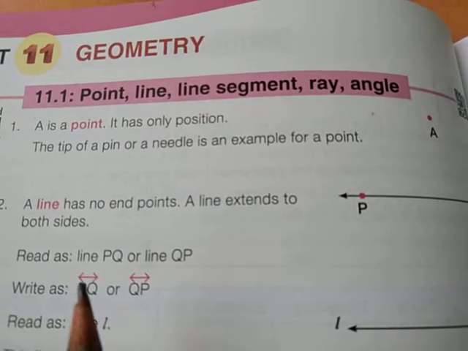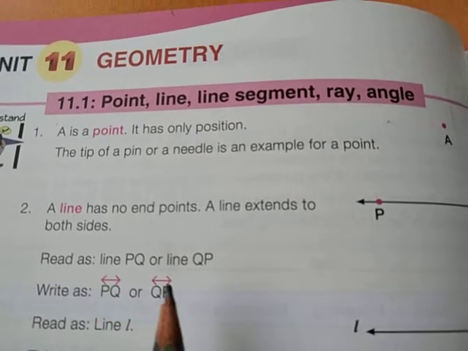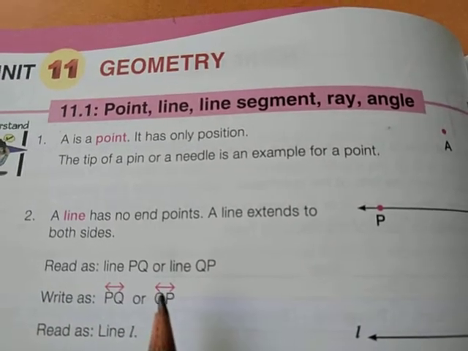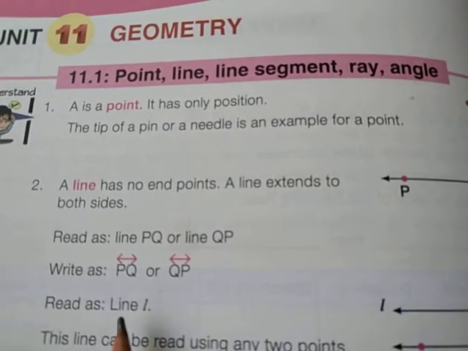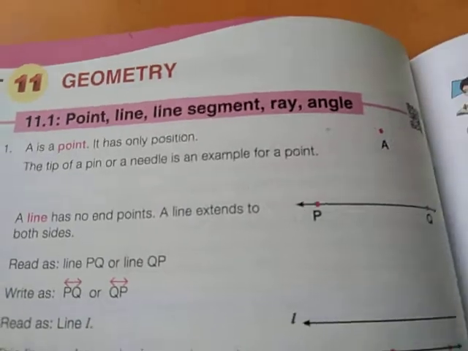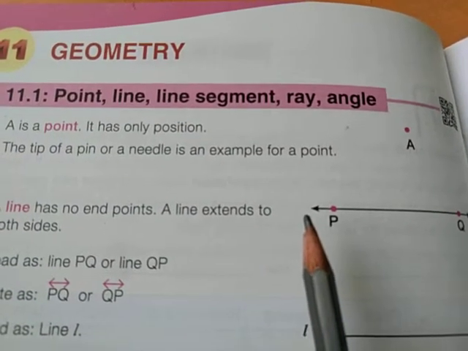At the top, we give arrows on both sides. A line which has arrows on both sides, this symbol we can put at the top. And read as line L. We can also give only one name to it, L.